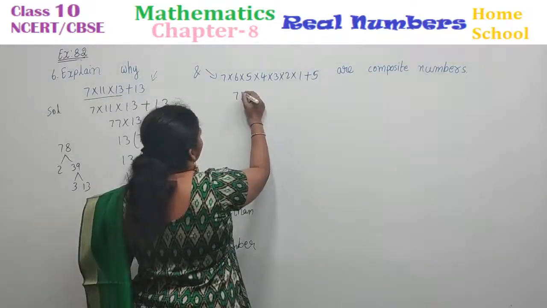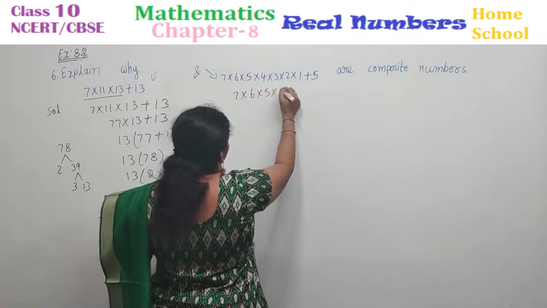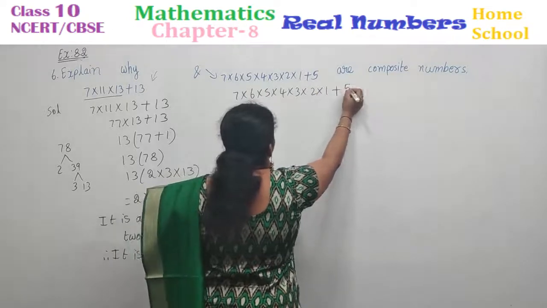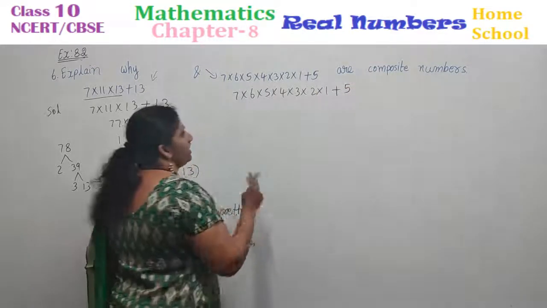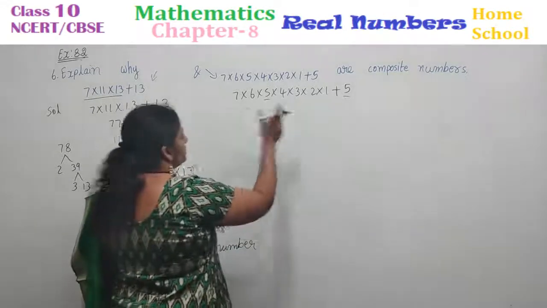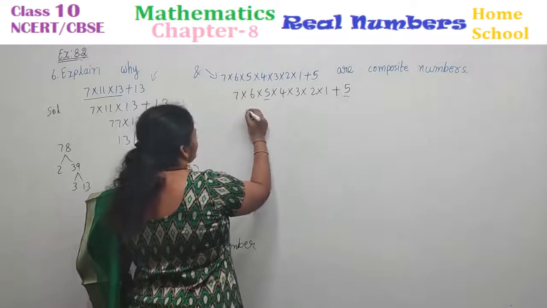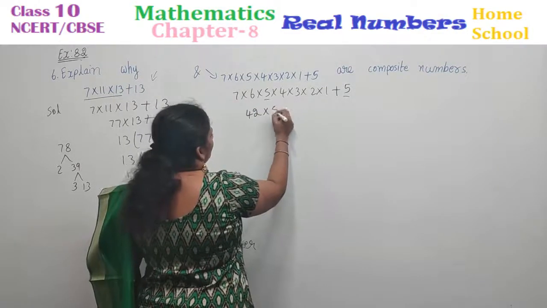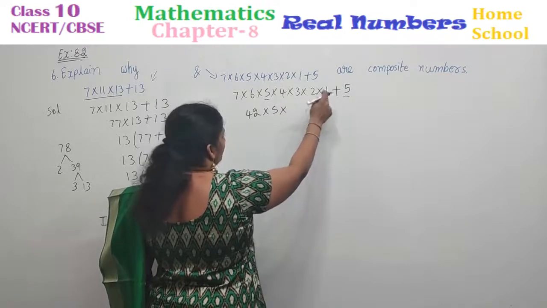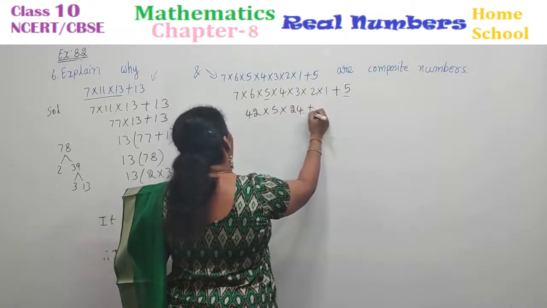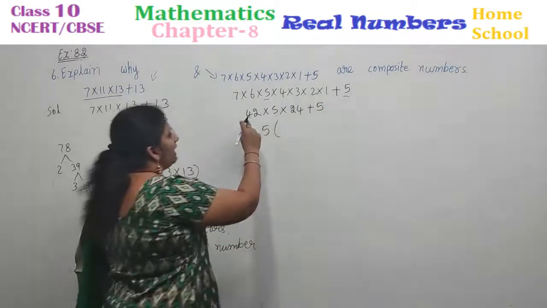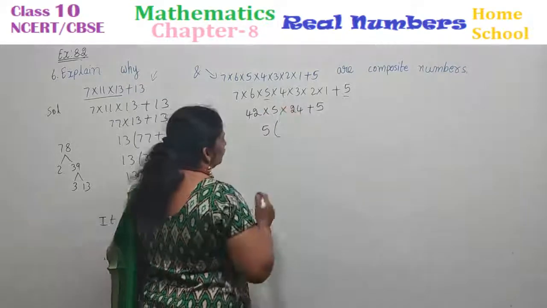Rewrite the question again. 7, 6, 5, 4, 3, 2, 1 all multiplied plus 5. You can see the plus symbol here carefully. Now in these two terms, what is common? 5 is common. So other than 5, multiply, children. 7 6s are 42, into 5, into this all you multiply. 4 3s are 12, 12 2s are 24, 24 1s are 24, plus 5. Now take out 5 common. Okay. Multiply 42 into 24.